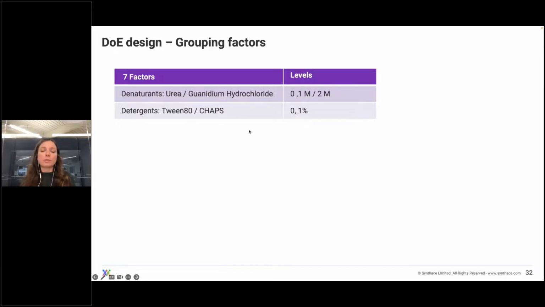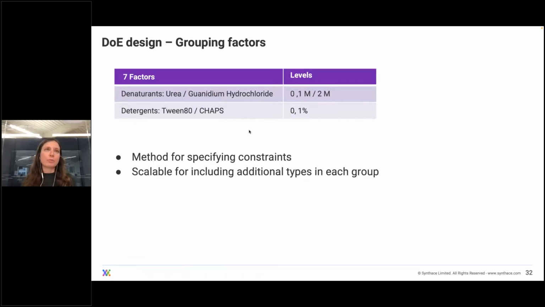So I've used this method to effectively specify constraints, which you can normally do using a specific tick box in the statistical software. But in this way, we are actually not limiting our design space at all. And what's more, specifying constraints in this manner is actually very scalable to including additional types in each group. So you could imagine adding more additives here if you so wished. But of course, here you're making the assumption that these reagents will act in a very similar way and will produce a very similar response.